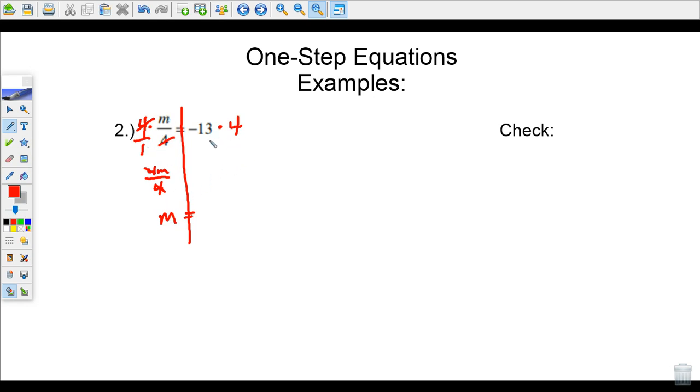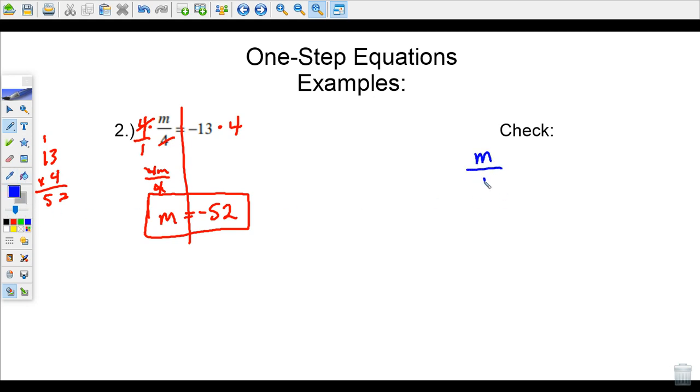Now let's multiply on the other side. Negative 13 times 4, that's something that if you don't know, you could go off to the side and multiply. That'd be 12, carry the 1, that would be 5. It's a negative times a positive, so this would be negative 52. M is by itself, so our solution is m equals negative 52.